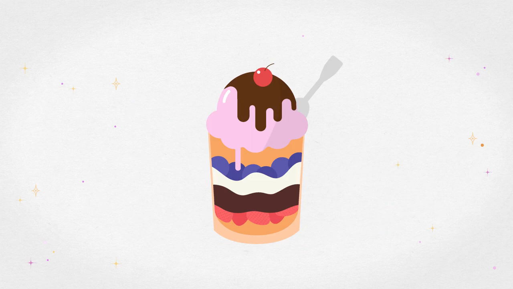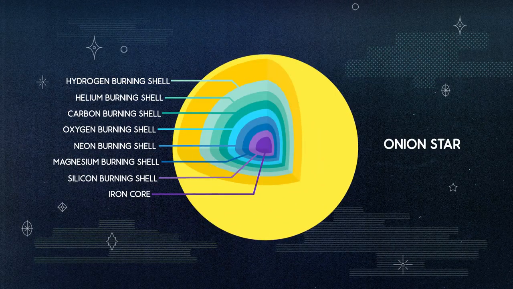just like ogres, or cakes, or parfaits. Everybody likes parfaits. Where was I? Back to stars. Yes, they have layers.